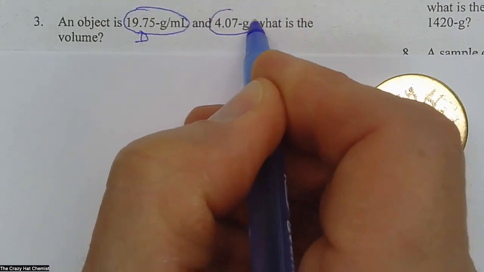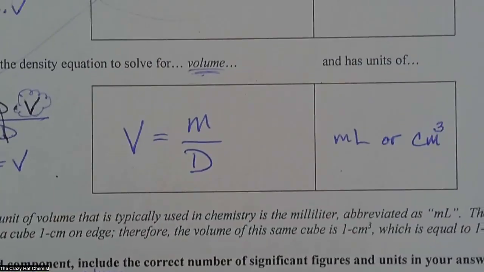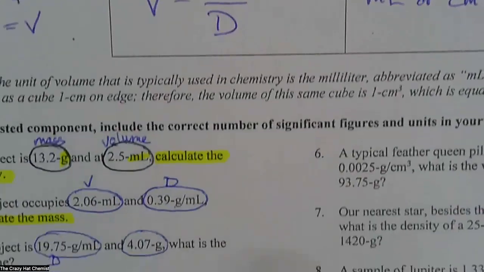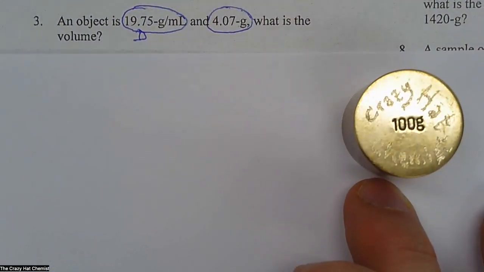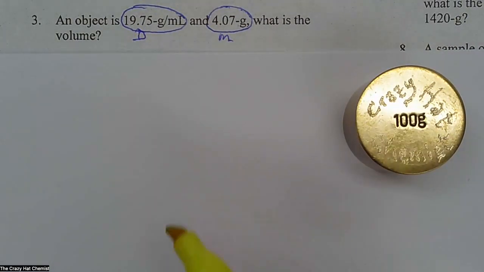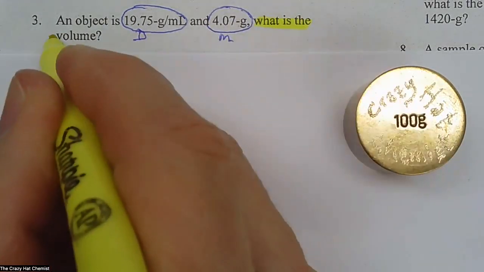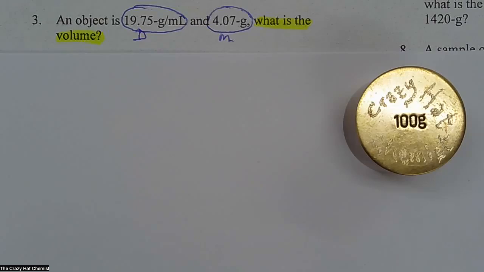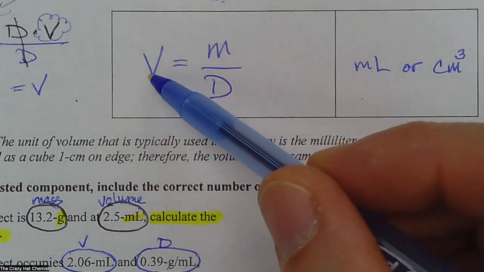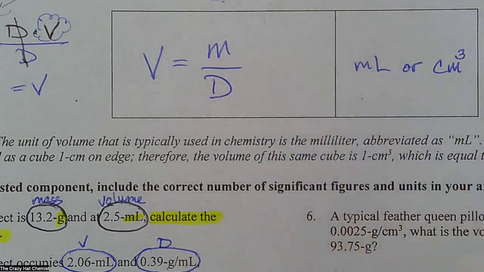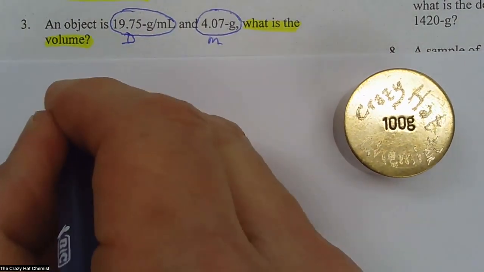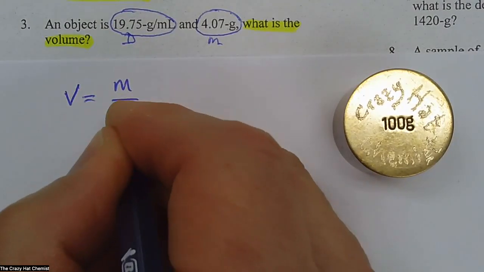Then we have 4.07 grams, and what is that? Grams is a mass. So this is a mass. And then what we are solving for here, it says, what is the volume? So I need to write down the volume equation. So let's find out what the volume equation is. Here's the volume equation. Volume is equal to mass over density. So we're going to be using that right here. So let's write that down. Volume is equal to mass over density.